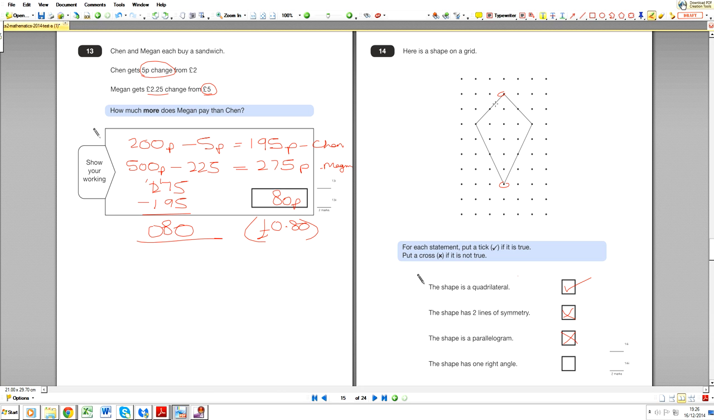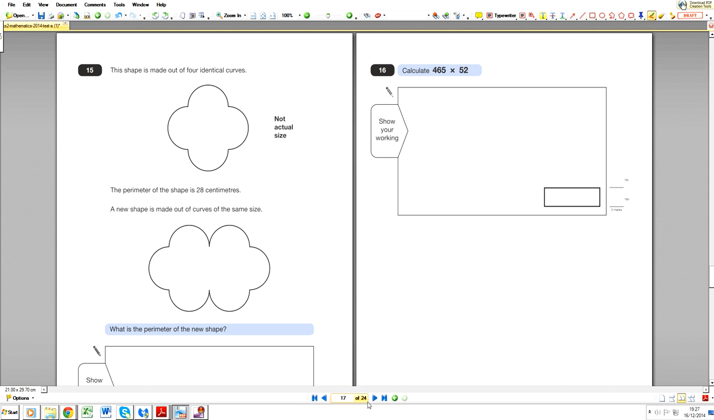Where is that? There on the top. This is 90 degrees here. So that is yes. Well, that's 2 marks for those 2 places in there. Okay, let's move on to the next question. That one is nothing, 0. Okay, this shape is made out of 4 identical curves.